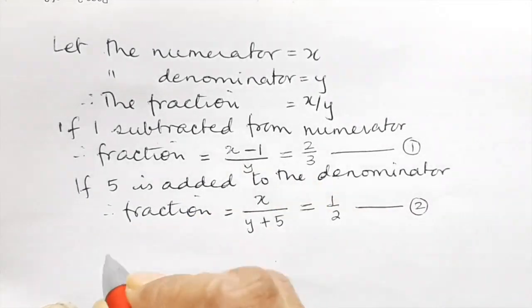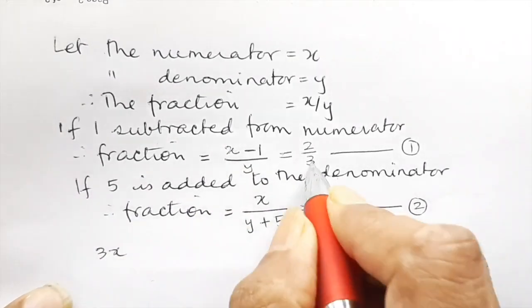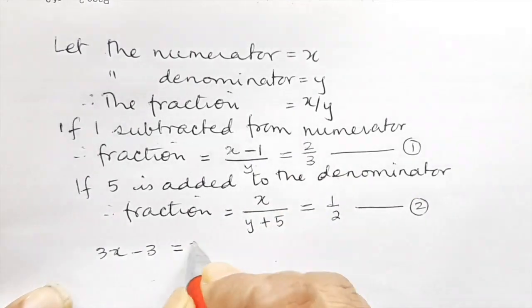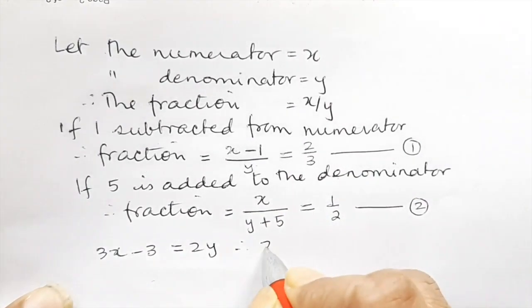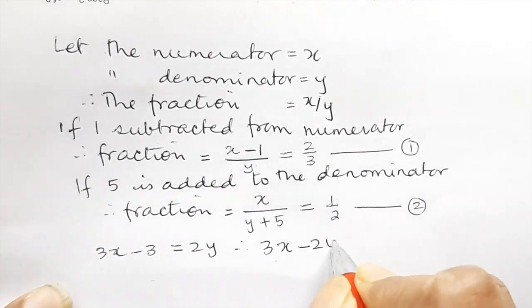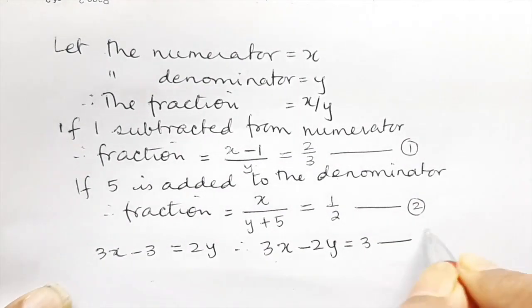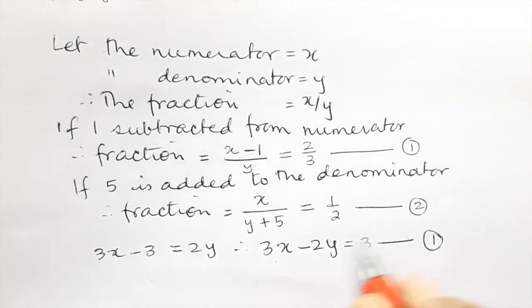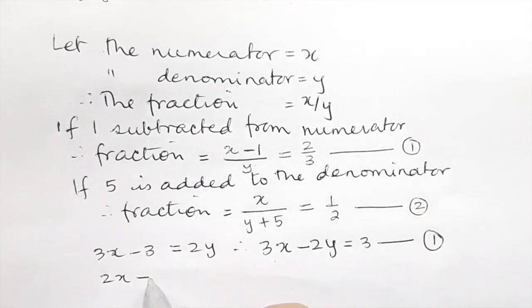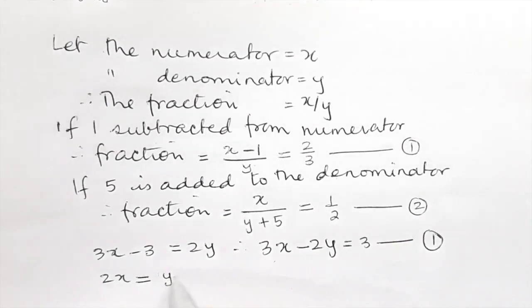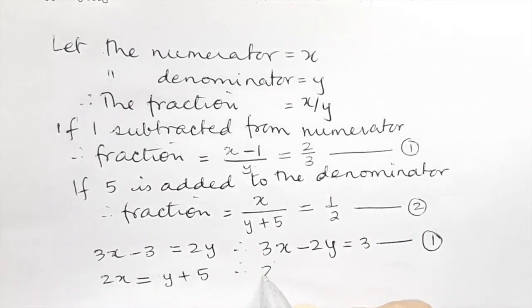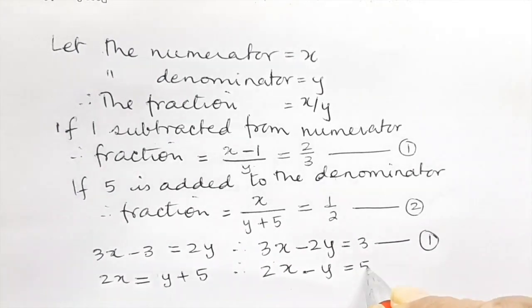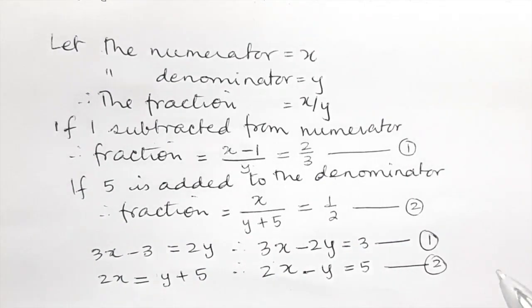So here we will cross multiply. So 3x minus 3 is equal to 2y. Therefore 3x minus 2y equal to 3. That's our equation 1. Here we will cross multiply the second equation. 2x is equal to y plus 5. Therefore 2x minus y is equal to 5, and that's our equation 2.